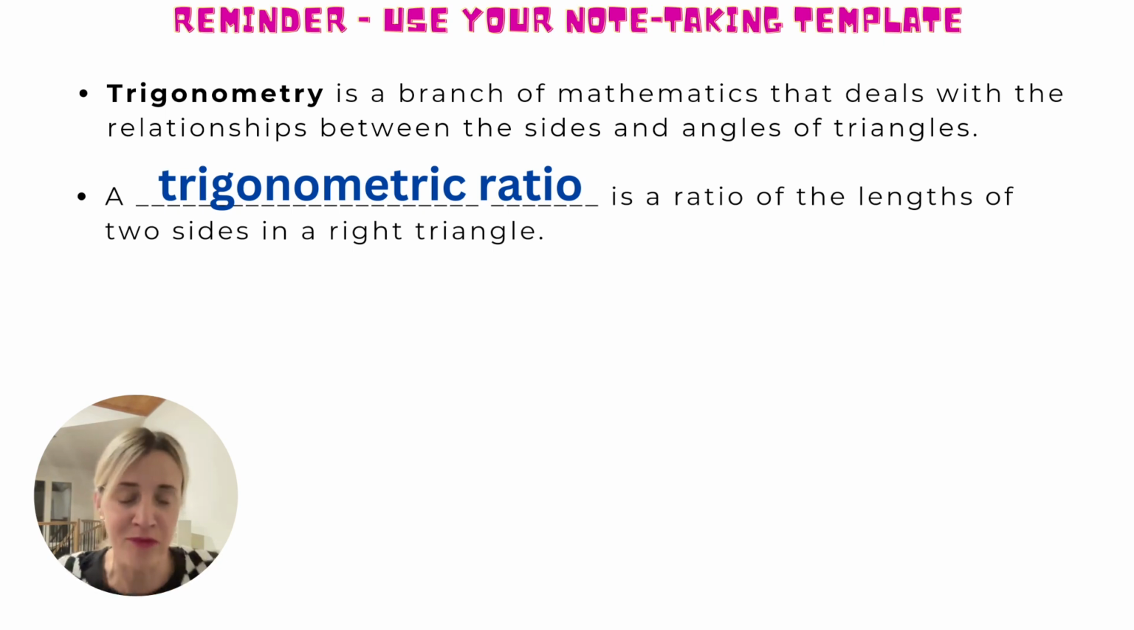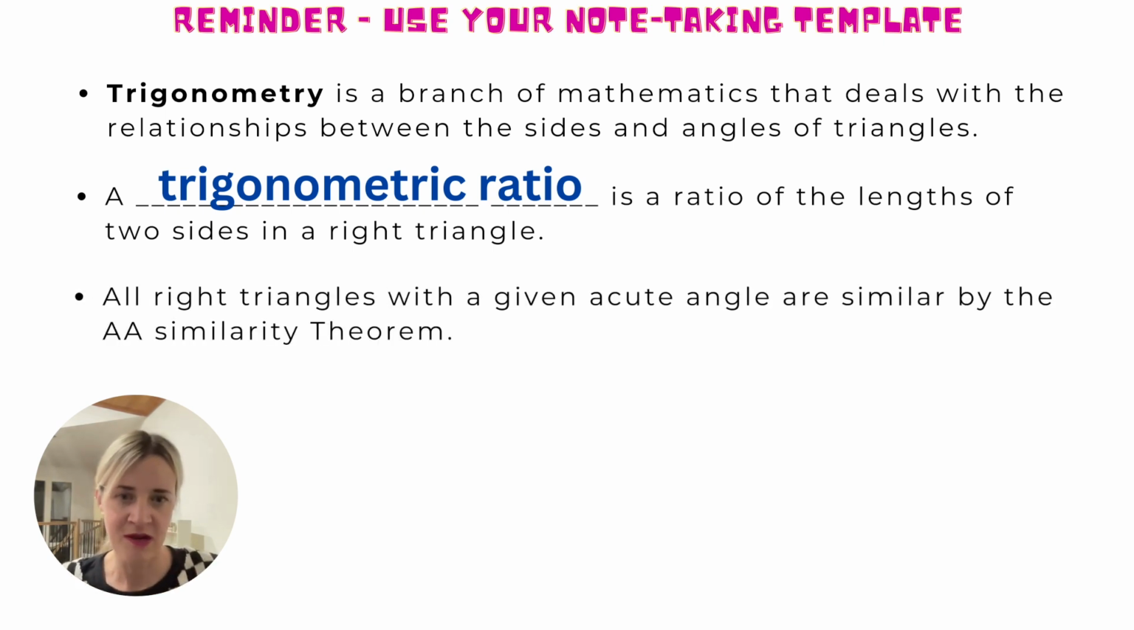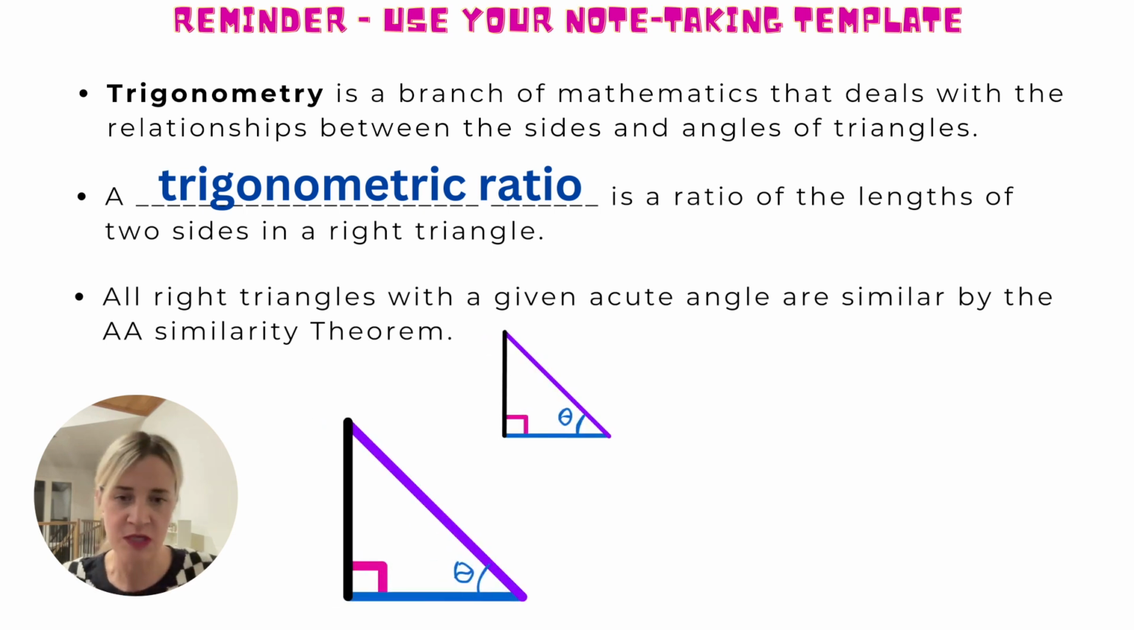All right triangles with a given acute angle, so say you have two right triangles and they both have the same acute angle, are going to be similar by the angle-angle similarity theorem. You have the 90-degree angles that are the same, and the other angle is congruent, and thus the triangles are similar. Because they're similar, we can set up ratios, proportions, and trigonometric ratios.